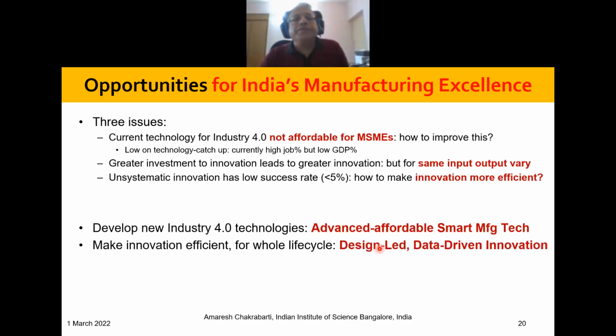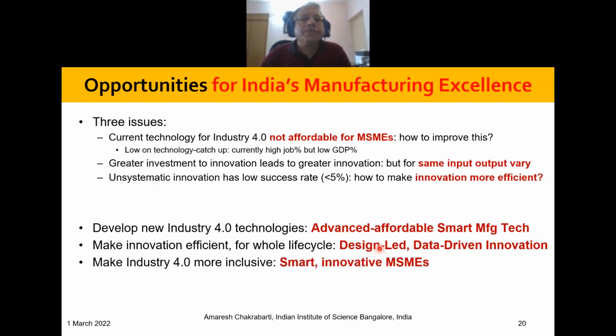Make innovation efficient for the whole life cycle. This is where design-led, data-driven innovation comes in. And the third is to make Industry 4.0 more inclusive, and make the MSMEs themselves smart and innovative.